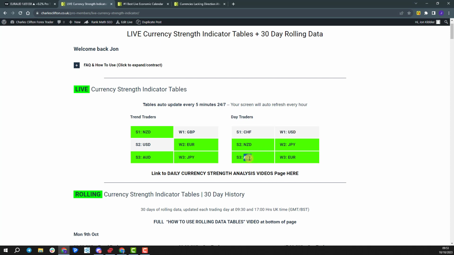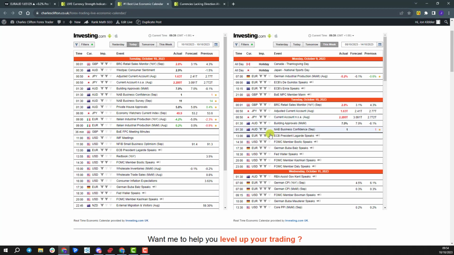You can see that the Australian dollar is also appearing here as S3 on both tables. So potentially we're going to be taking a look at Kiwi yen, Aussie yen. We're also going to be having a look at Euro Kiwi, Euro Oz. The dollar obviously being a weak currency is quite interesting, but on the slate today we've got some dollar data.